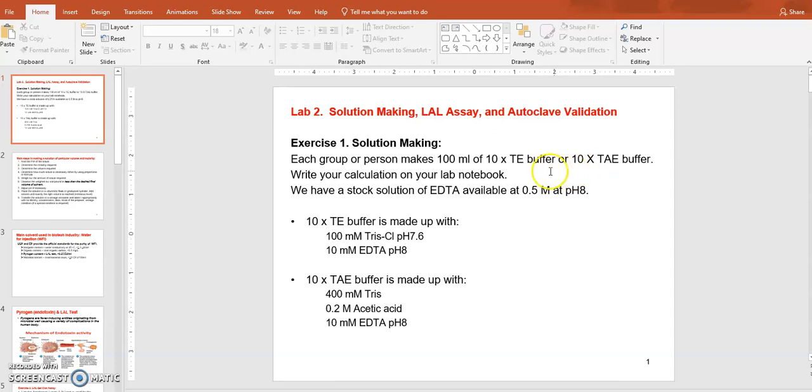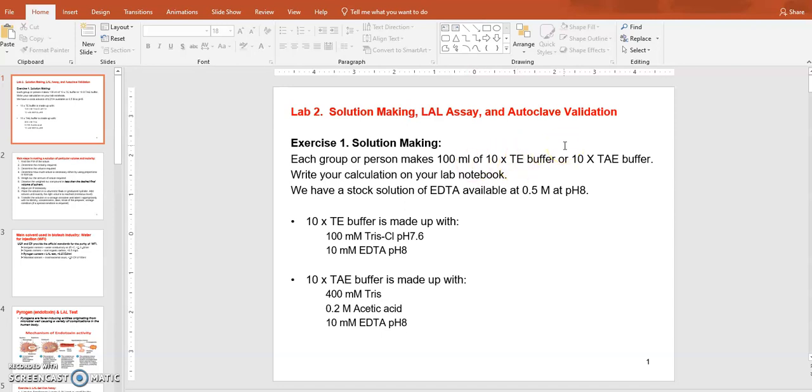Okay, and each buffer requires about 2 different chemical compounds or maybe 3 different compounds. Okay, by measuring out each compound and then mixing them up with the solvent. In this case, it'll be water. Okay, you will make each solution.